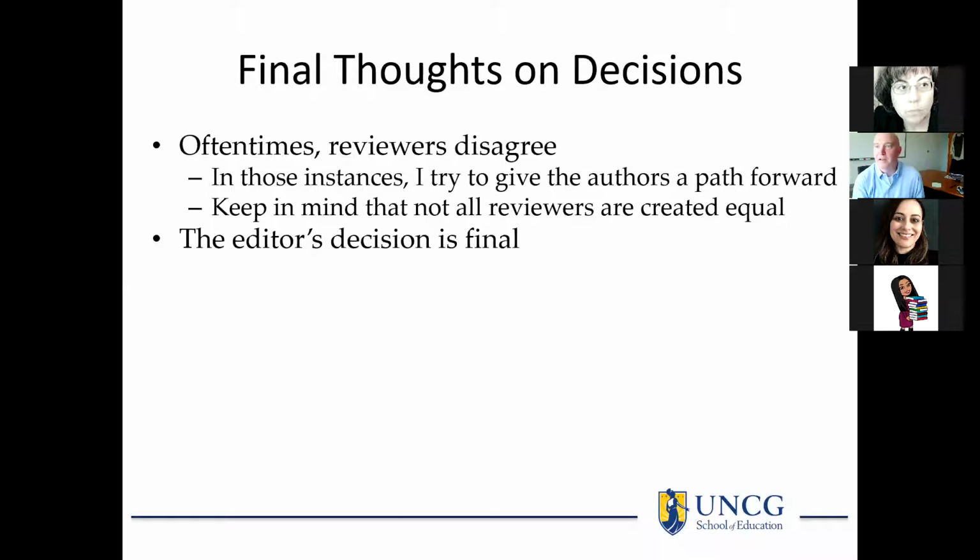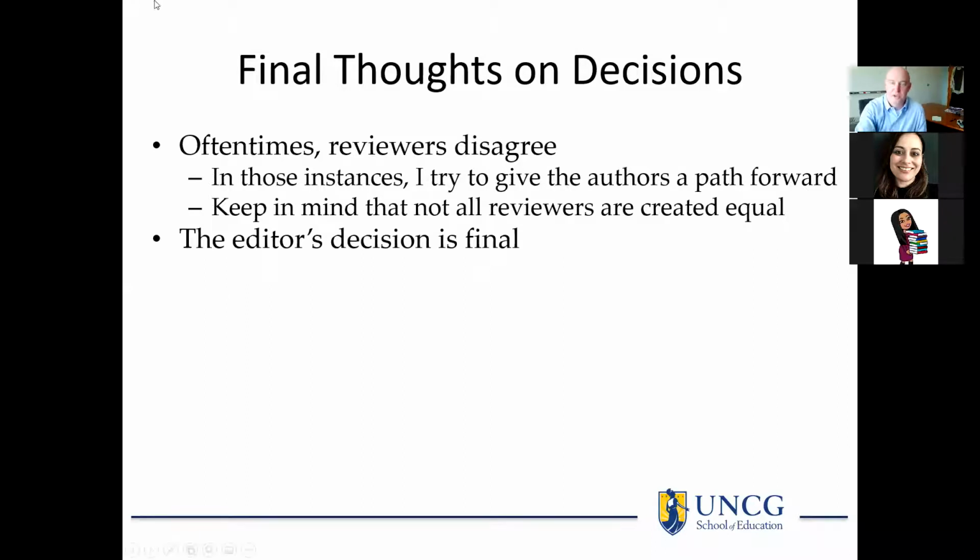I'll say, Eric asked a good question. Does a reject, encourage resubmission count as a reject for the purposes of calculating the acceptance rate? Yes. So a reject, encourage resubmission does count as a reject. That's a good question. That's another reason why you shouldn't be as scared of that 10% acceptance rate statistic.